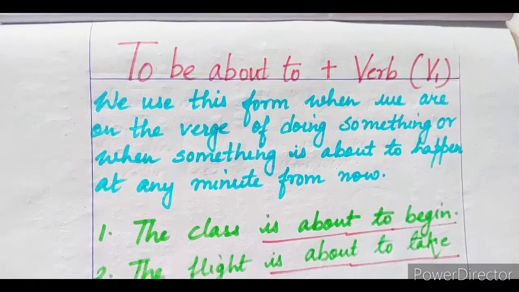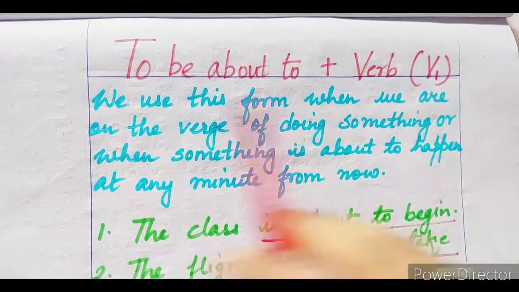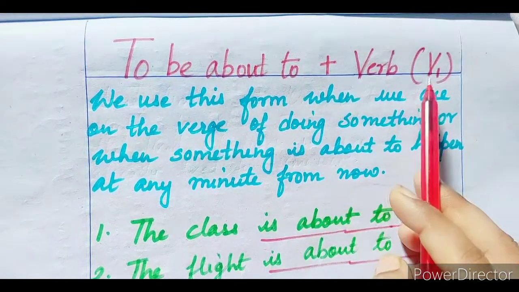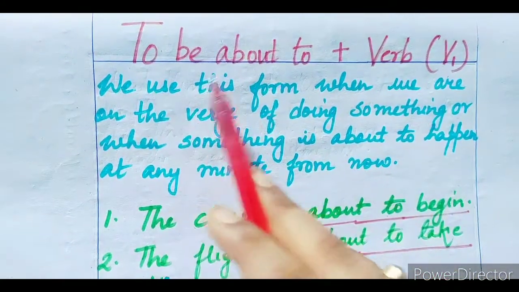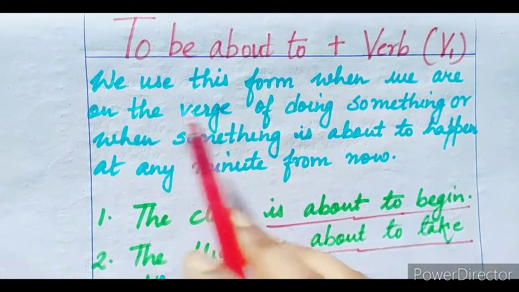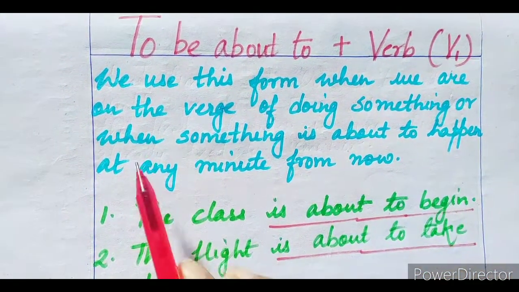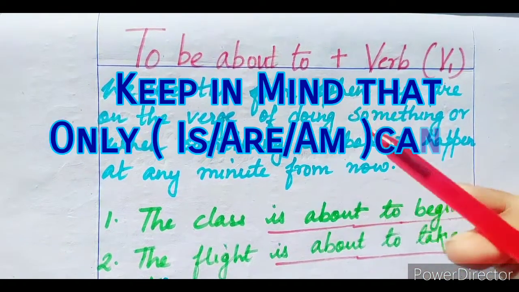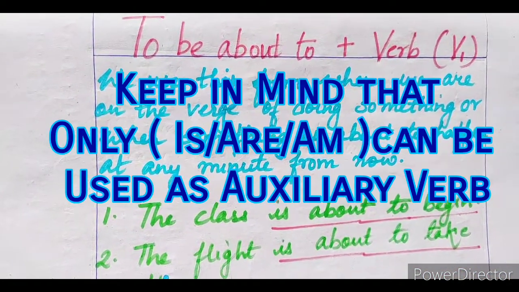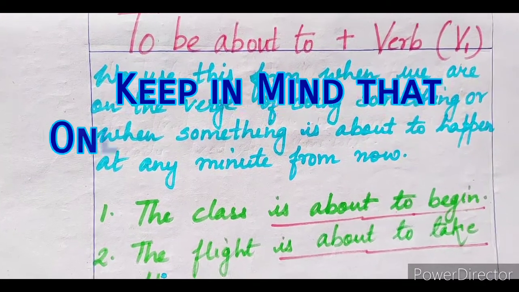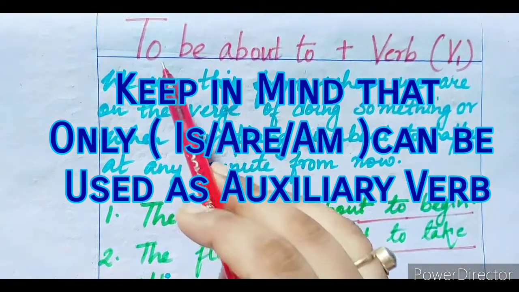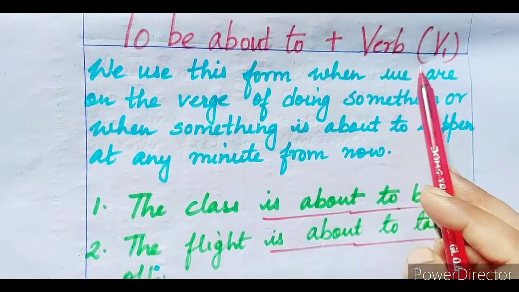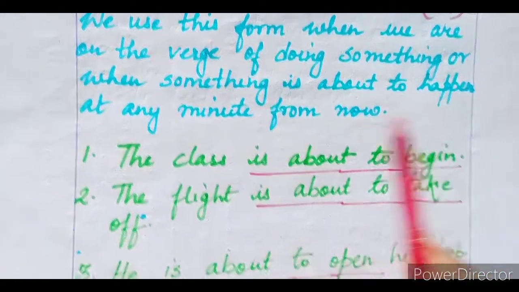Now children, another form to talk about the future tense is to use the to be, about to plus the base form of the verb or the verb form 1. Now we use this form when we are on the verge of doing something, or when something is about to happen at any minute from now. So just a minute later something is going to take place, or something is going to happen. In that case we are going to use this to be, about to plus the base form of the verb or verb form 1. Okay, now let us go through the examples.